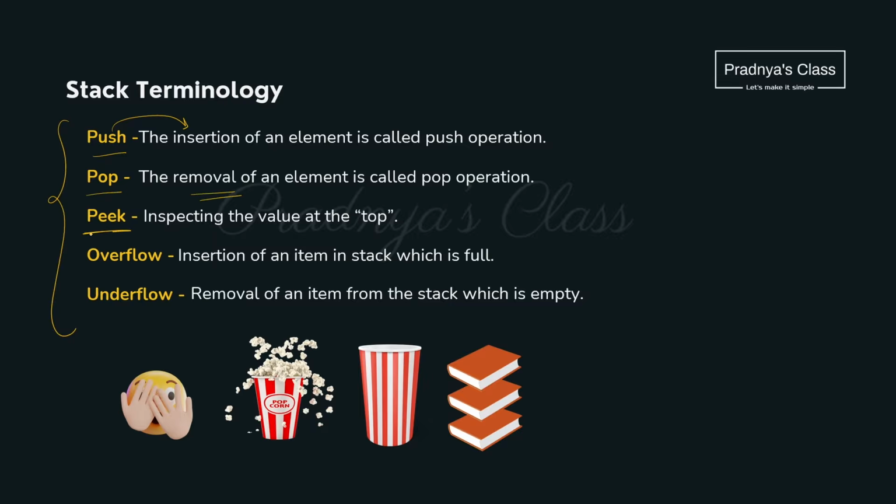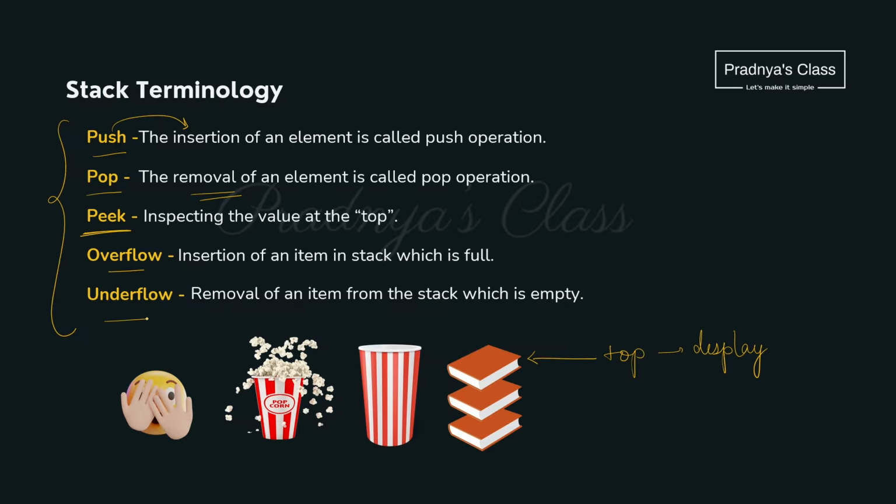There is one more term, that is peek. Peek means checking which item is at the top. Generally we just display that item. There are two more terminologies. Here is overflow. Overflow means stack is already full and you are trying to insert something into it. You will understand it with this diagram. The can of popcorn is already full and you are trying to add some more to it. What will happen? It will overflow.